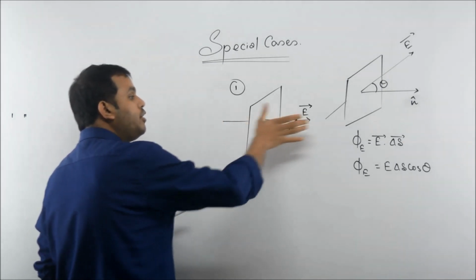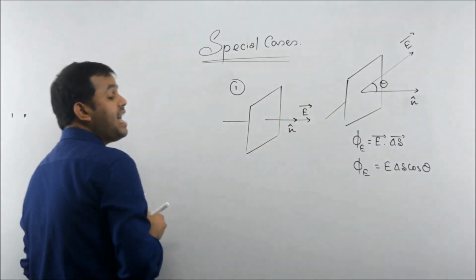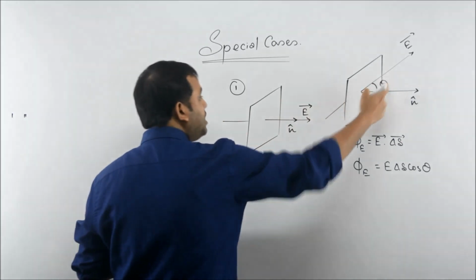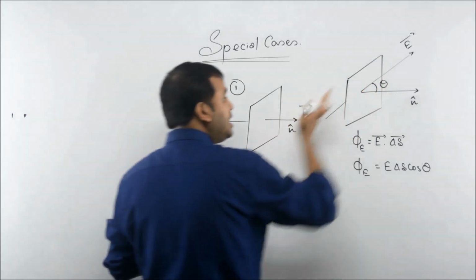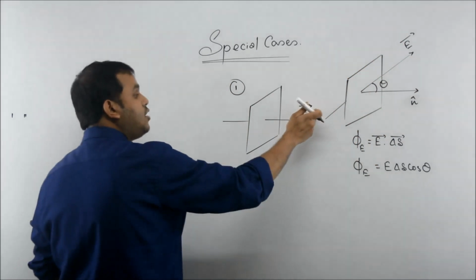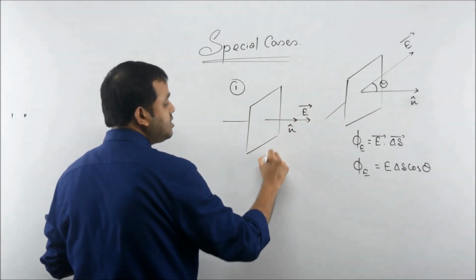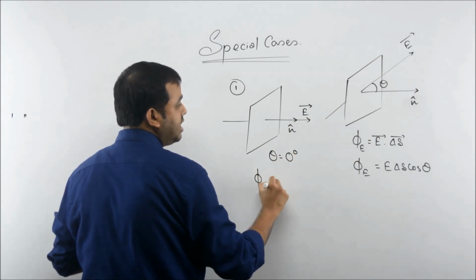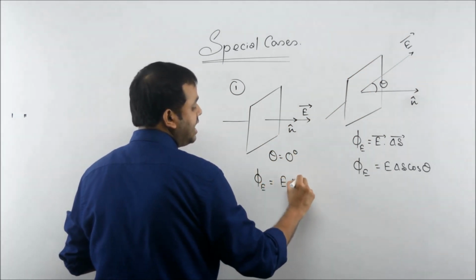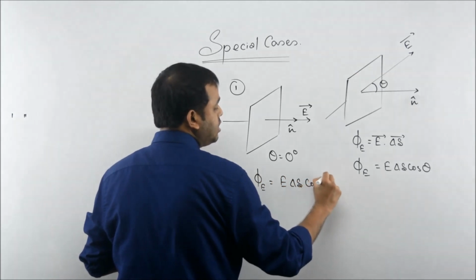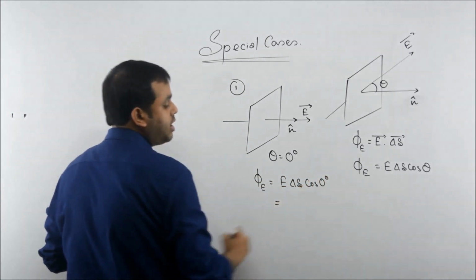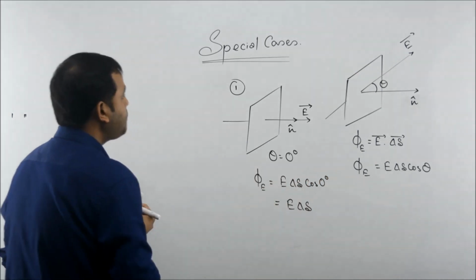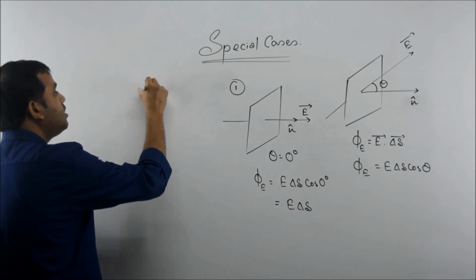Is along the normal, or you can say it's along the direction of area vector. So clearly you can see that here the value of theta is the angle between electric field and normal, but here electric field is parallel to the normal, so theta is 0 degree. That means electric flux through this area will be E delta S cos 0 degree, and we know that cos 0 degree is 1, so it is equal to E delta S. Clear, students? Now let us see one more case.